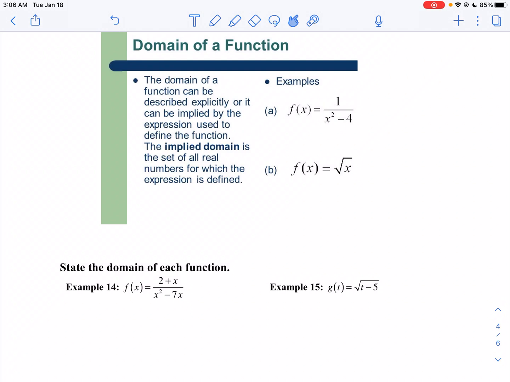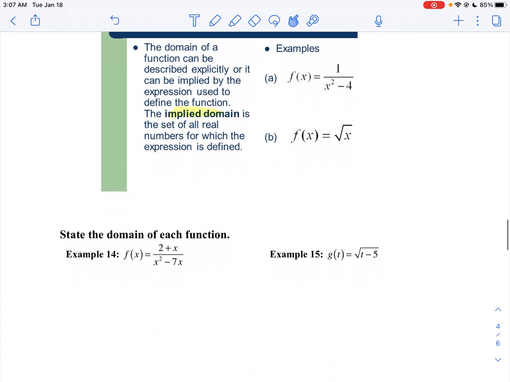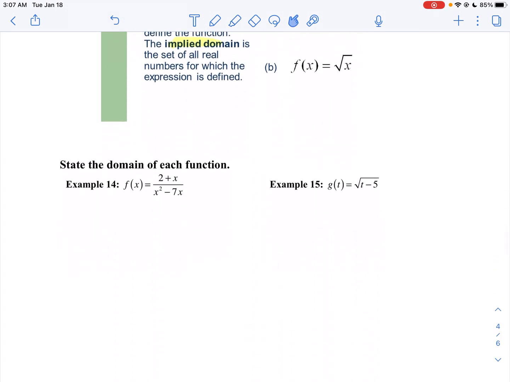As a reminder, the domain of a function is the numbers you can replace in the domain for your input and you get an answer. So that's part of the domain. Now the implied domain for most functions is the set of real numbers, except when it's not defined, and that's what we're going to have to find. So if we take a look at example 14, I want to find the domain.